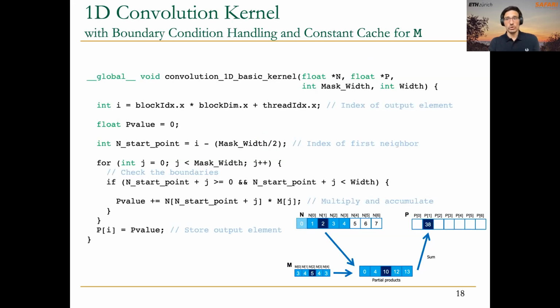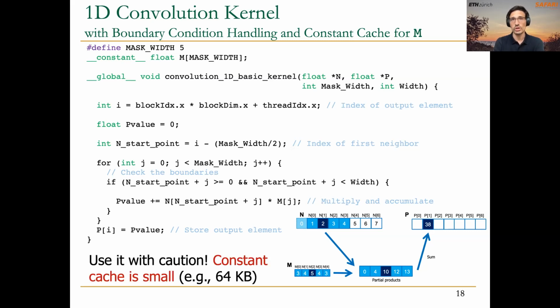This is the same code that we have seen before, the 1D convolution kernel with boundary conditions, but now observe that we don't have M among the input parameters of this kernel. Instead, we declare it outside of the kernel as a constant, and now we directly use the mask inside our code, but this mask now resides in constant memory. The only thing to take into account is that we have to use it with caution because the constant cache is small, around 64 kilobytes. So we cannot expect to store very large input arrays there, even if they are going to be constant.